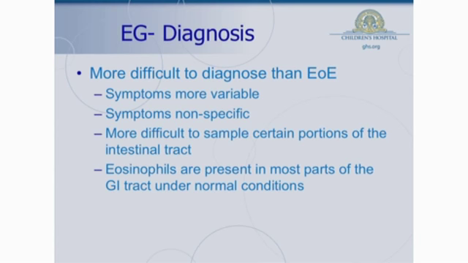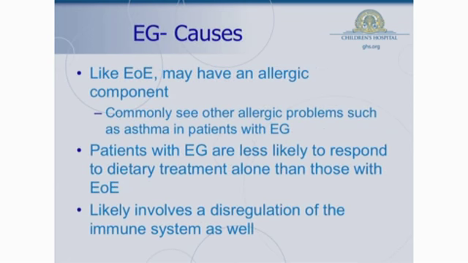So it's a little bit more difficult to know whether their eosinophils there are pathologic or abnormal, causing disease, or are they the normal component of eosinophils that are there to begin with. What causes EG? Well, there's an allergic component to it, but maybe not as much as with EE. We commonly see other allergic disorders in people with EG, so things like asthma and eczema, allergic rhinitis we see in people who have EG in increased numbers.